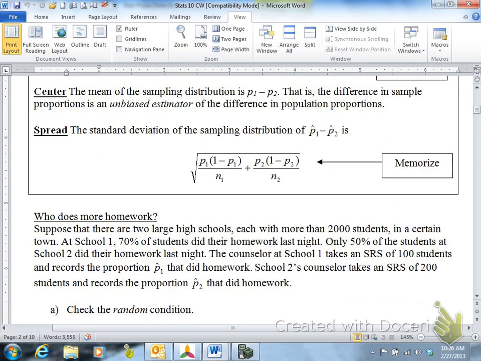For measure of spread, the standard deviation of the sampling distribution of p hat 1 minus p hat 2 is the square root of, now if you look at this formula, you've seen the first part of the formula before. n1, the square root of p1 times 1 minus p1 over n. All that we're doing now is adding a second standard deviation. So I'd like you to memorize that. So let's look at an example.